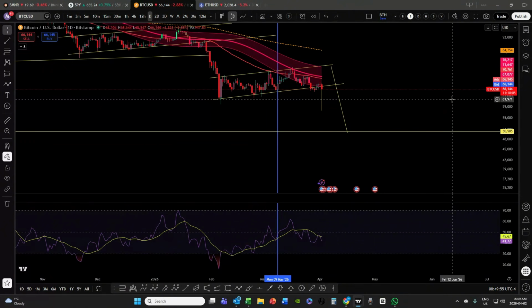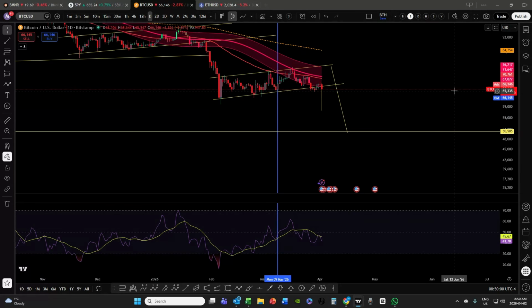Now, the thing is, we had positive news. Trump just said we have 2 to 3 weeks. What's interesting about that is I said, are we going to bottom in April, May, or June? So that's where I'm expecting this to be done.